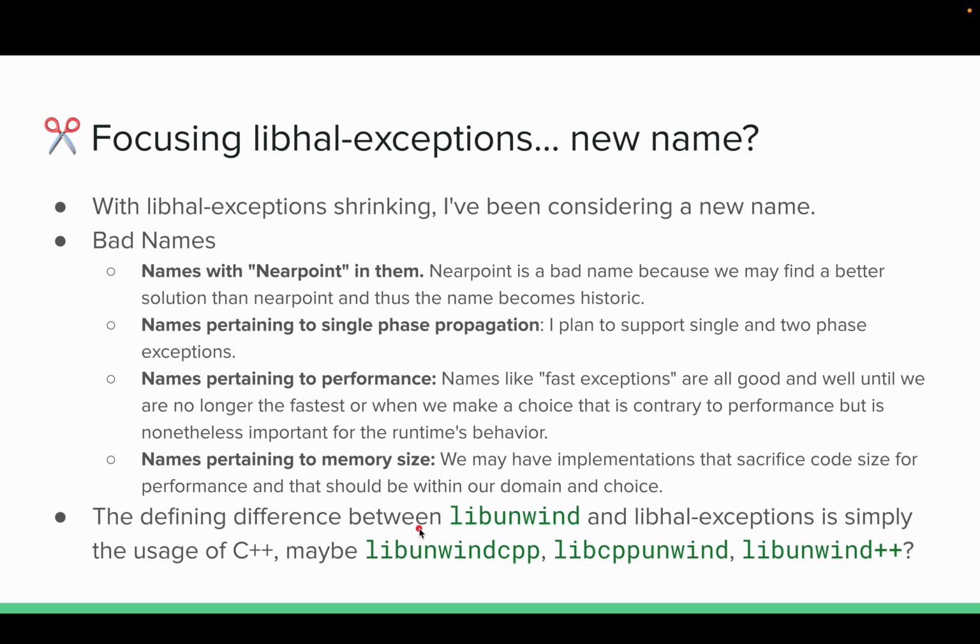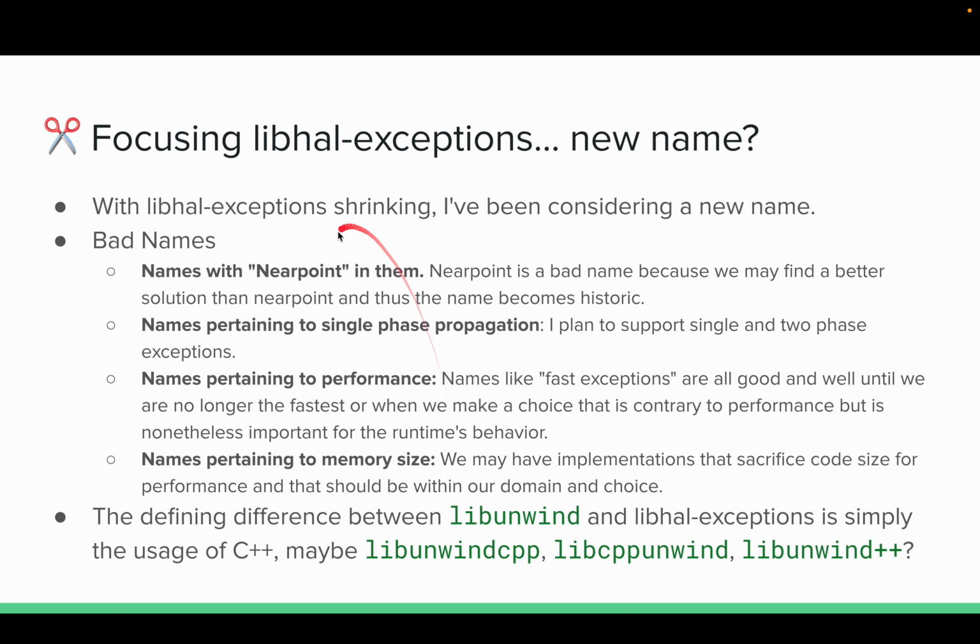So the idea of the names are something close to libunwind, because that was actually one aspect of libhal-exceptions that's different from libunwind, which is that it's written in C++, and it was built with the hopes of being as fast as absolutely possible. So I was thinking libunwind CPP, libcpp unwind, or libunwind++. If you're in the Discord, please tell me if you have any particular suggestion on these.